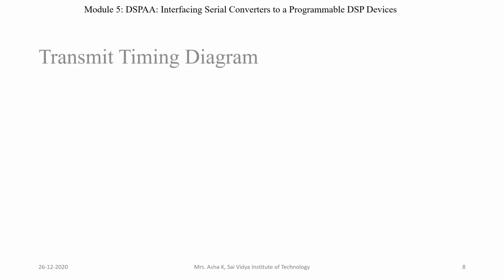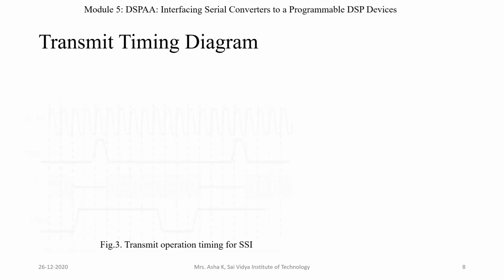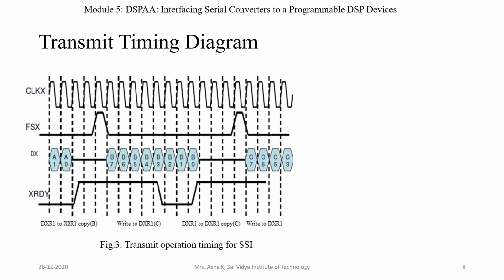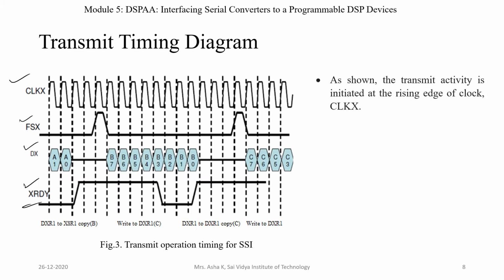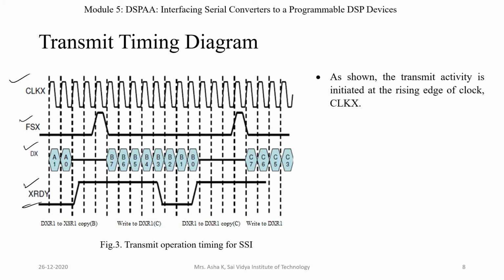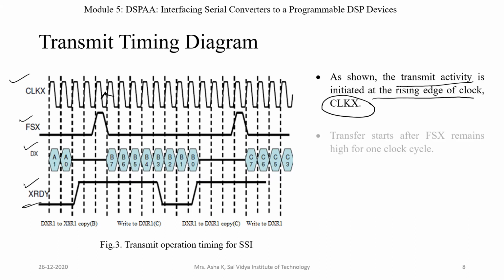In the transmit timing diagram of the synchronous serial interface, we have the transmit clock, the frame synchronous signal for transmission, data transmit and transmit ready signals. As shown in the figure, the transmit activity is initiated at the rising edge of the CLK signal. Whenever there is a rising edge of the CLK signal, that is activated.